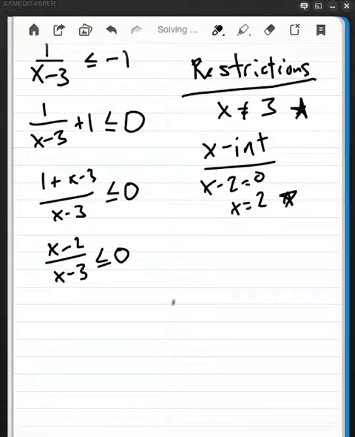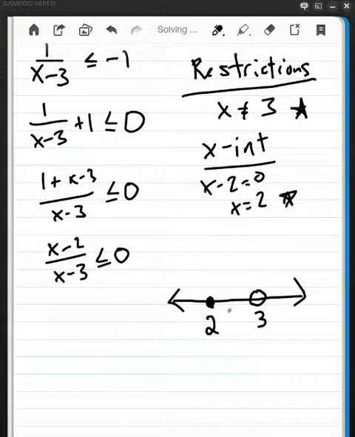Now we're going to use the sign test. So we're going to create a horizontal line representing all the values of x. X cannot be 3, so at 3 we're going to put a circle because this is a hole in all of the values of x's that we can use. And when x is 2, the function is equal to 0. It's an x-intercept, which means the y value is 0 there.